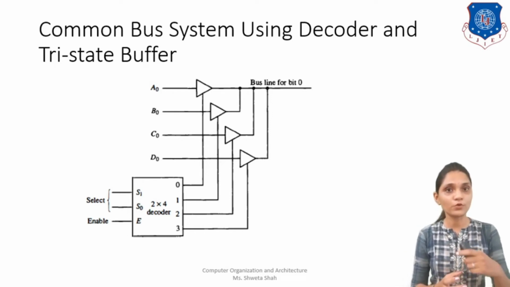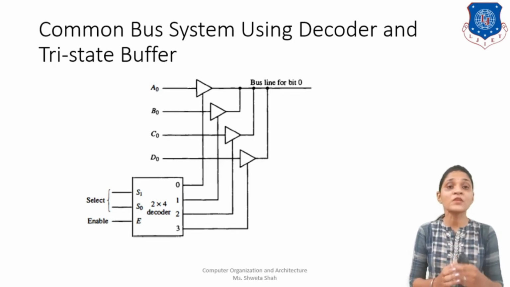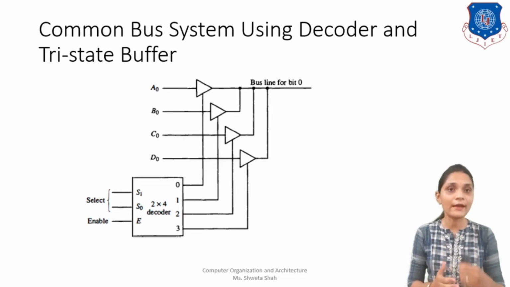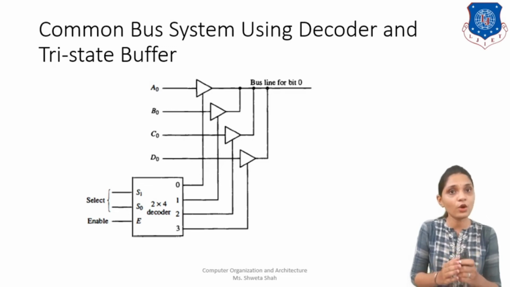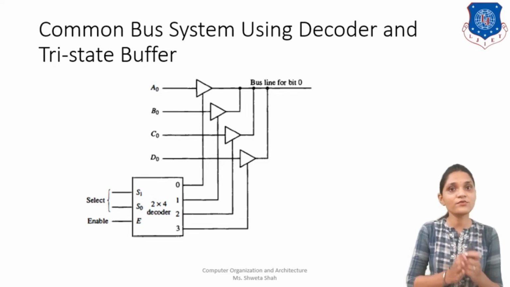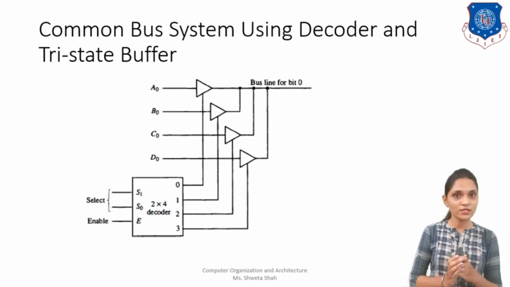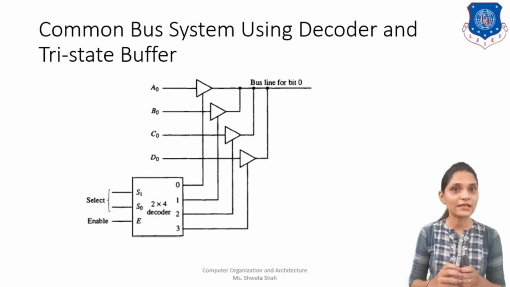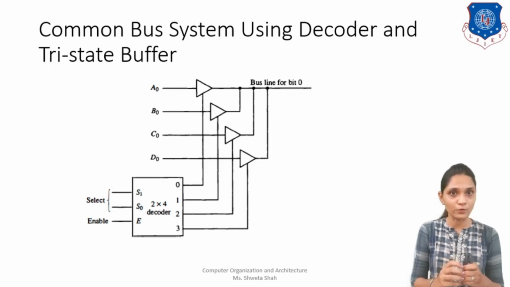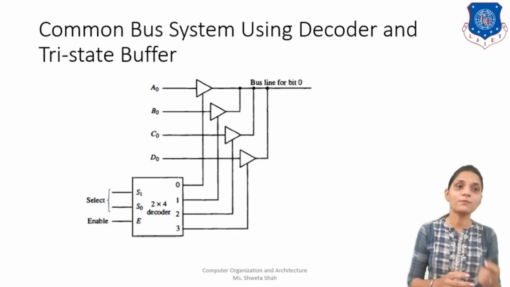Its control input is provided from the selection that we are getting from the decoder output, and according to the decoder's output, at a time any one of these 4 tri-state buffers will be activated, and that activation will depend upon the selection. So for example, if our selection is 1 0, that means we have given selection for output 2. So output number 2 will be activated, and this will activate the input for C0. So C0 will be available on the bus.